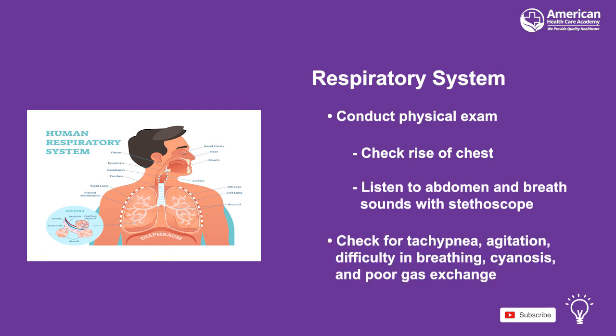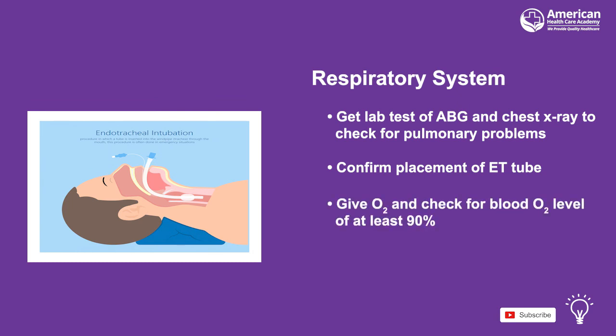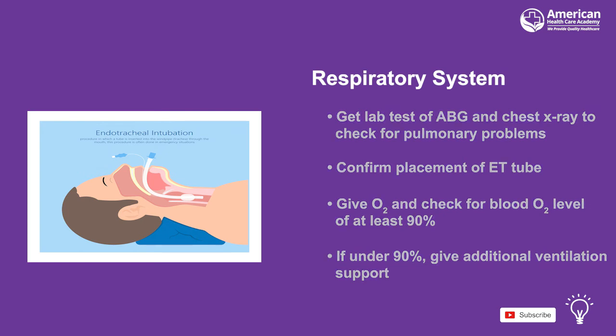Check for tachypnea, agitation, difficulty in breathing, cyanosis, and poor exchange of gases. Then get a lab test of the arterial blood gas and a chest x-ray to check for any pulmonary problems and confirm correct placement of the ET tube if present. Give the patient oxygen and check for a blood oxygen level of at least 90%. If their level is under 90%, give them additional ventilation support.